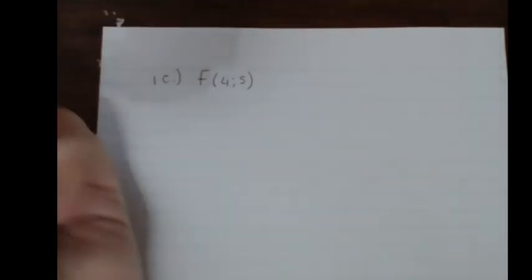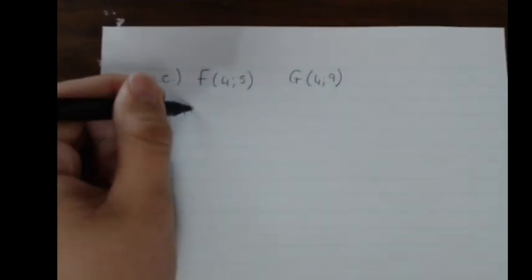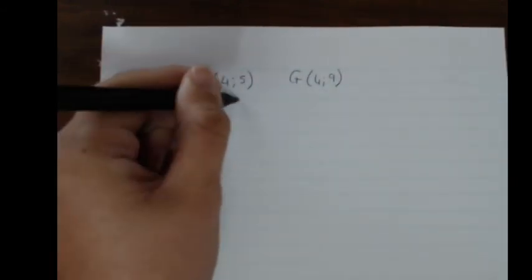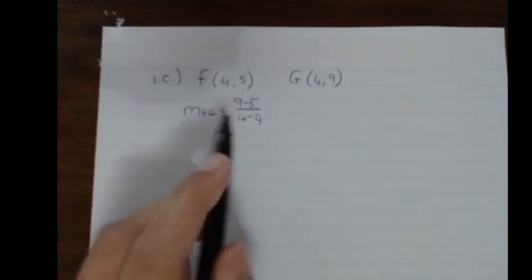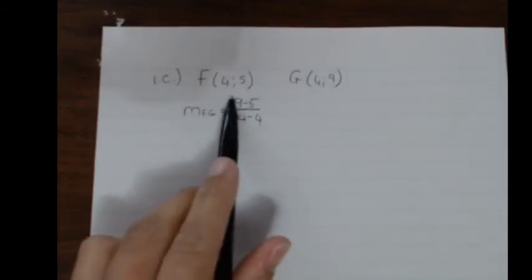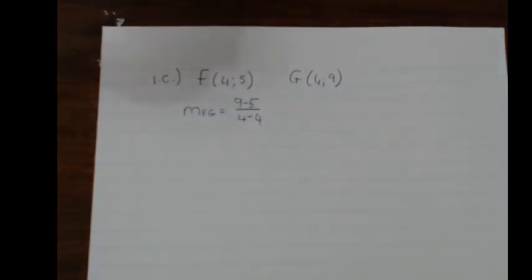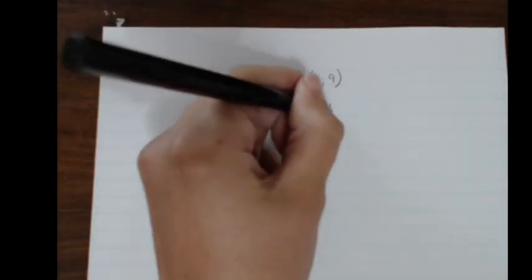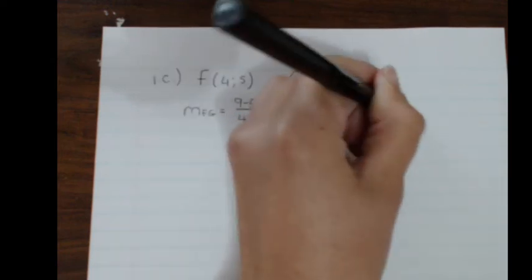Question 1C is the angle of inclination between the points F, which is at 4, 5, and G, which is at 4, 9. And to work out this gradient, first I'm going to take difference in y over difference in x, and then because of this 4 minus 4, you'll get over 0, which does not exist. But if you type this in your calculator, you'll see math error. So the gradient does not exist.